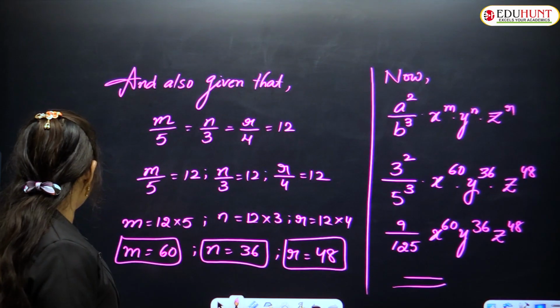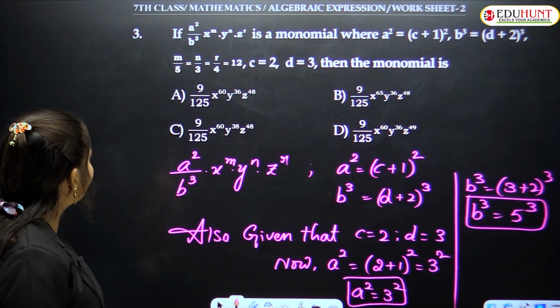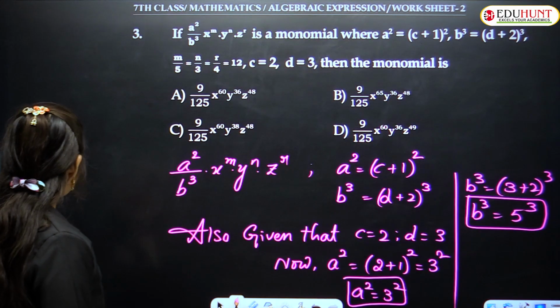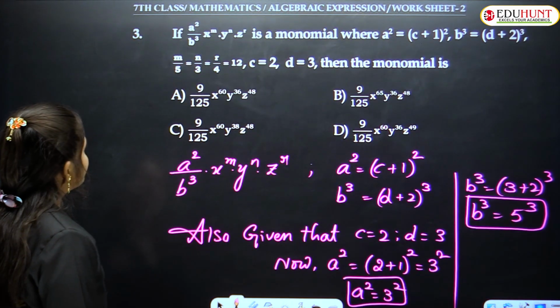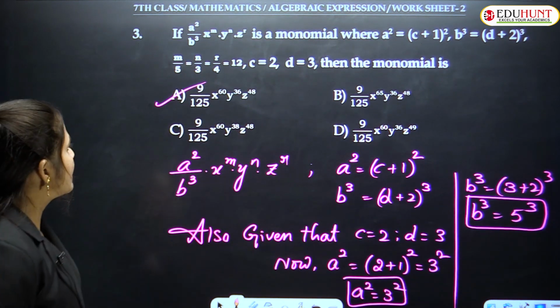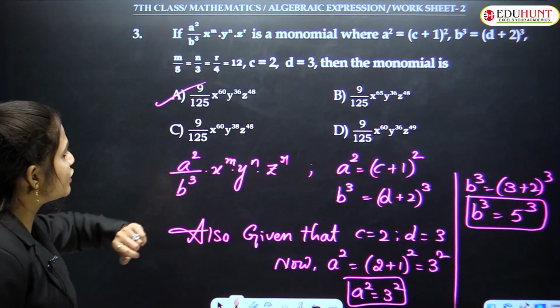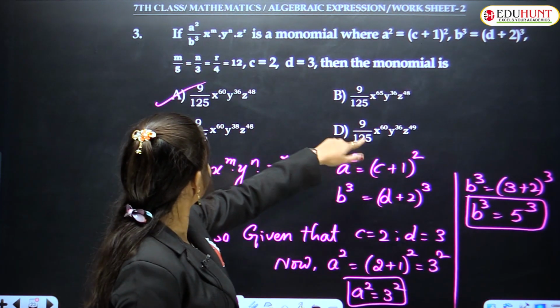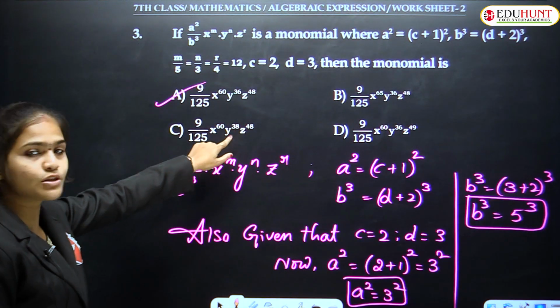So is that option there or not? See here, 9 by 125, x power 60, y power 36, z power 48. Okay, is there any other? Yes, 48 only. 48, 36, 65 they given, 60, 36, 49 they given, so wrong. 60, 38 they given, so that's why wrong.